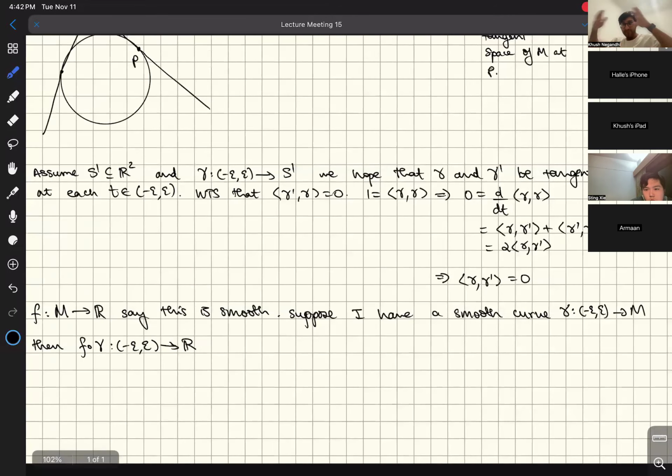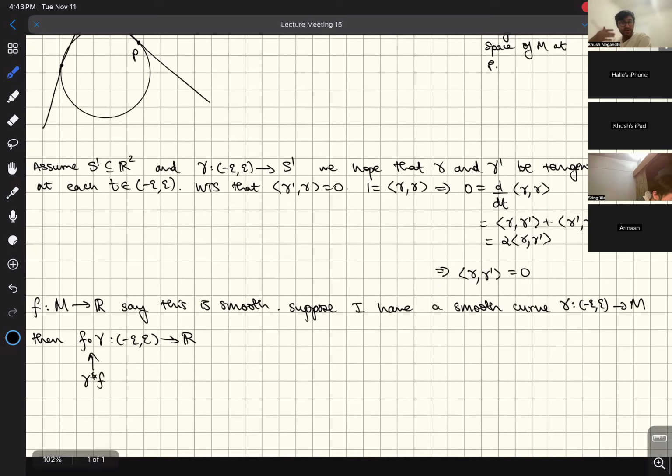So we took some smooth function defined on our manifold, and then we took a curve on our manifold, and now we're looking at the composition of these two things. This is called the push forward, or the pullback. I don't know, the common notation is this. This is the pullback of f by gamma. So this is a curve on R.